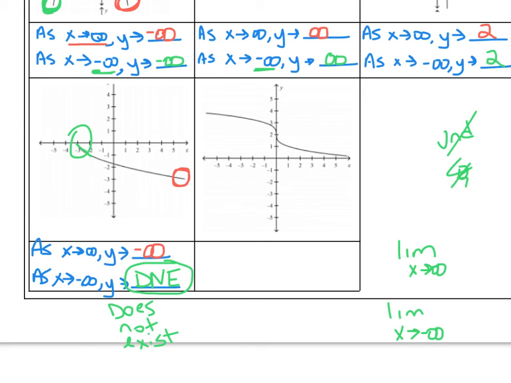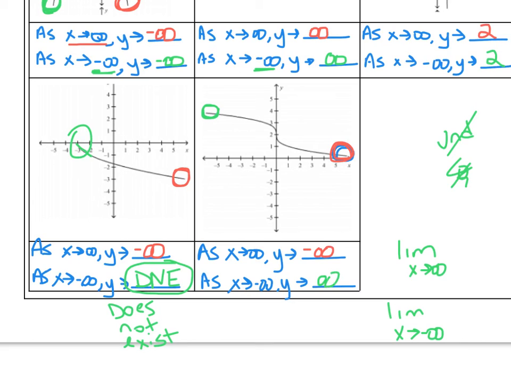And my last example, what are we going to do first? Write down our structure. Now I can fill in the blanks. So what is the right side of my graph doing? The right side of my graph is going down to negative infinity. The left side of my graph is going up to positive infinity.